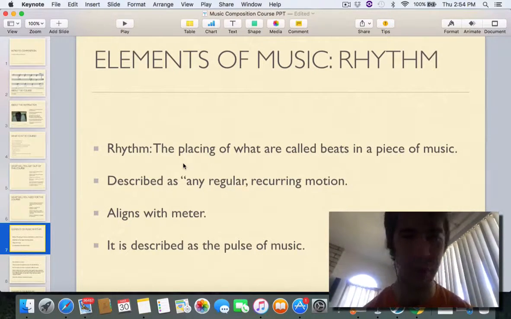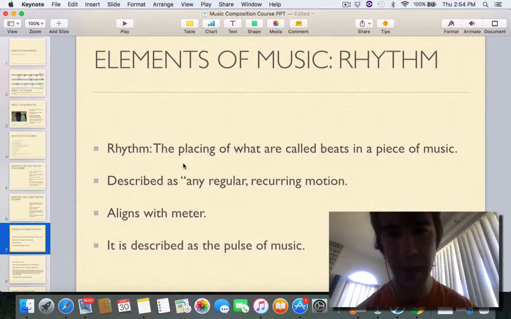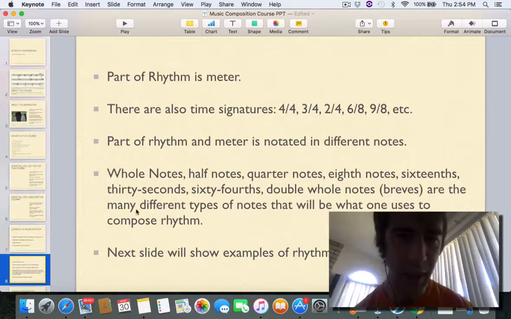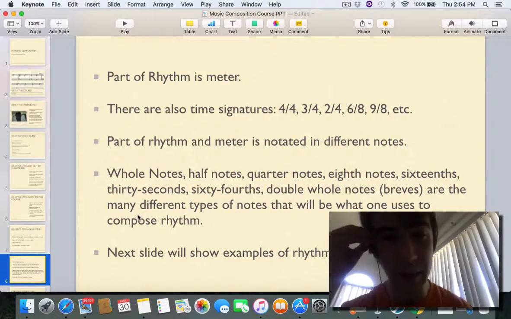So the general definition of rhythm is a regular recurring pulse of music, a motion that you do when you create music. It's like a building block, a bedrock that you use to dance to, basically, or to have a beat to. That's basically what it is. Rhythm equals beat. You could just put that in if you're taking notes. The next thing, rhythm is part of meter, like I just said.